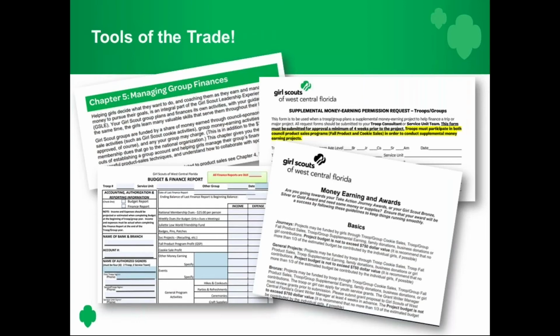Make sure you read Chapter 5 of Volunteer Essentials, including the different sections where you will find the information about sponsorships, supplemental money earning, and the two distinct processes for Girl Scout High Awards and troop projects and activities. All troops should complete a finance report at the end of the year. This report can be completed online through the Volunteer Toolkit under the Finance tab or utilizing the Budget and Finance report.